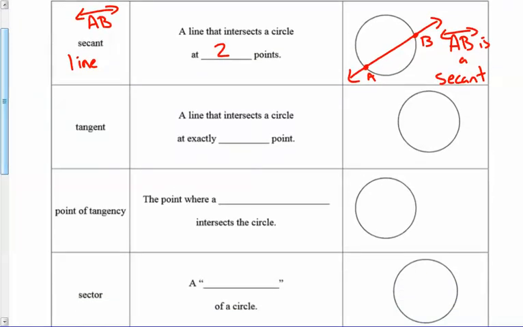As opposed to a tangent, where a tangent is a line that intersects a circle in exactly one point, right? So a tangent intersects the circle in one point, okay? So again, we'll label this A, and this B, and we'll say line AB is a tangent. Line AB is a tangent because it crosses at exactly one point.